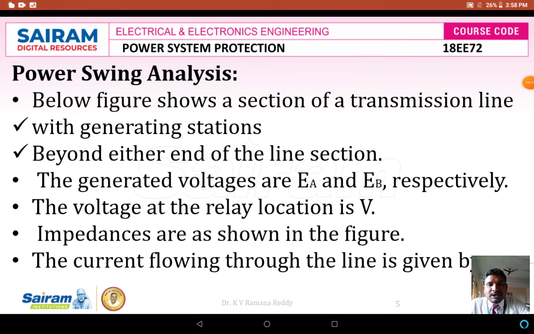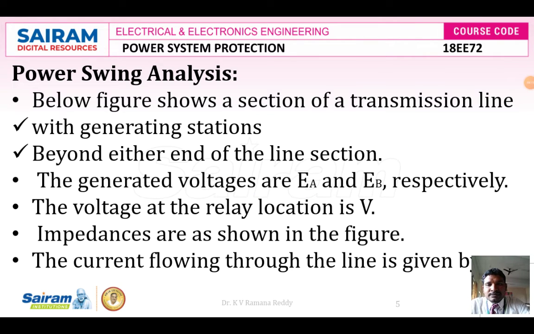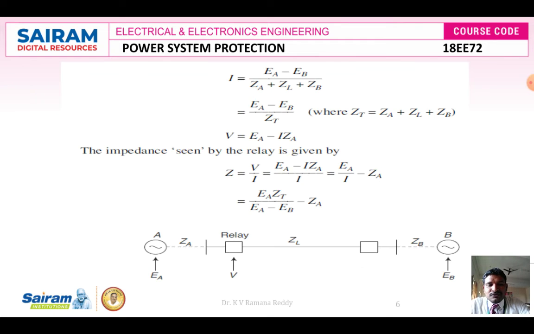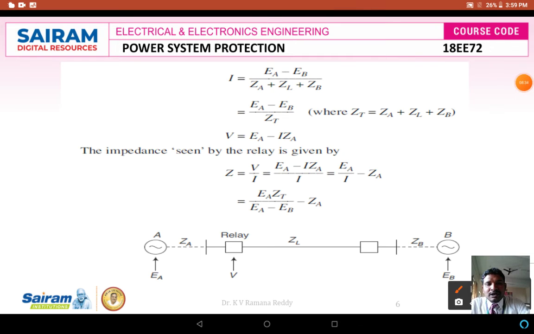For analysis purposes, we are showing a two machine system with generating stations at either end of the line section, with generated voltages EA and EB, and a relay location at the middle of the transmission line. The current flowing in this line, I, is the potential difference between the two generating stations, EA minus EB, divided by the overall impedance, which is ZA plus ZL plus ZB. Current flows from either end, from EA to EB or EB to EA.